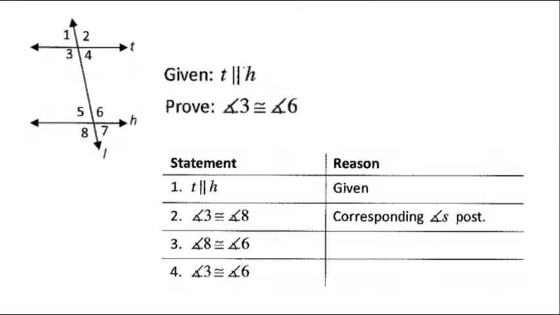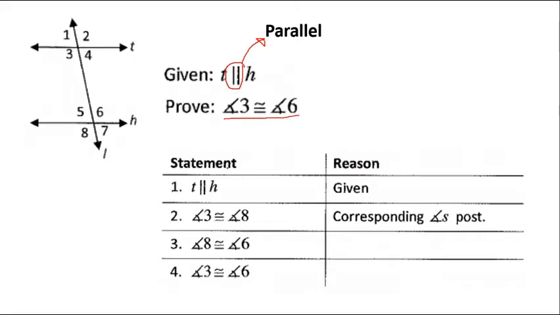But first thing is you look at this sign right here between T and H, these 2 vertical lines. What that means is they're parallel. So they're telling you that the lines are parallel, and you want to prove that angle 3 is congruent to angle 6.